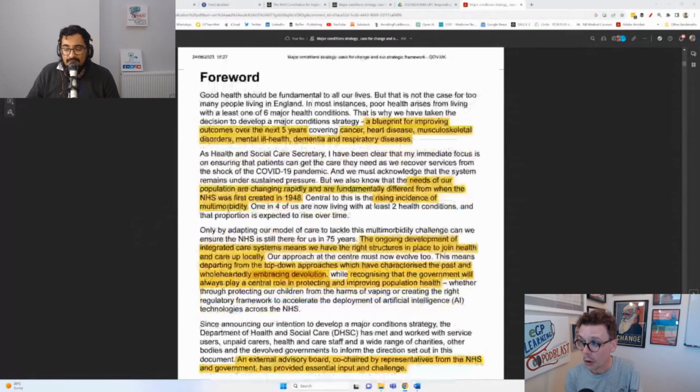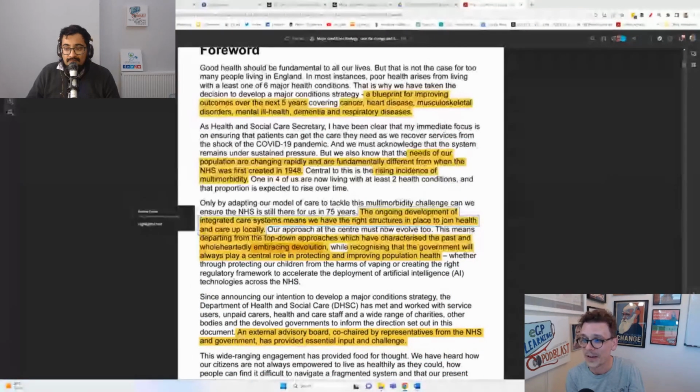Barclay obviously acknowledges the development of integrated care systems. So they really believe that this is the right direction, and that's the right structure to join up all the components that you need to improve people's health. ICS, do you want to remind people what an ICS is, Gandhi? So that's the integrated care systems. I think there's 42, I want to say, across the country.